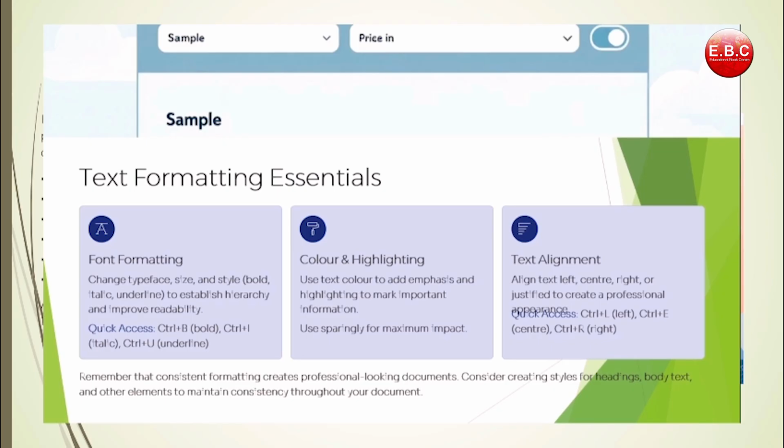Color and highlighting. Use text color to add emphasis and highlighting to mark important information. Use different colors for font or paragraph.